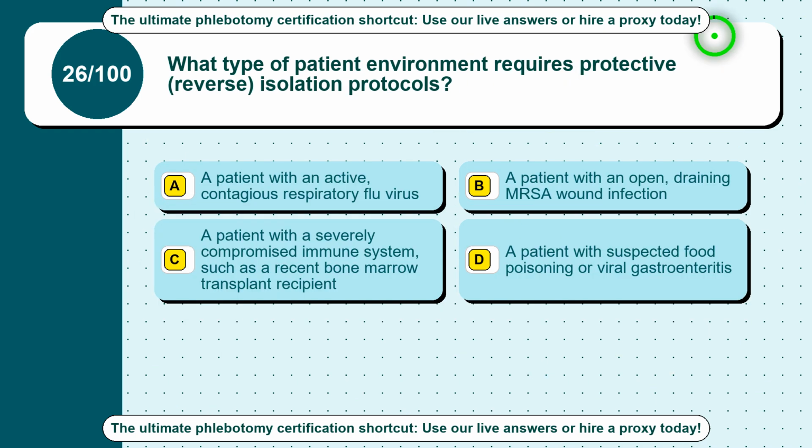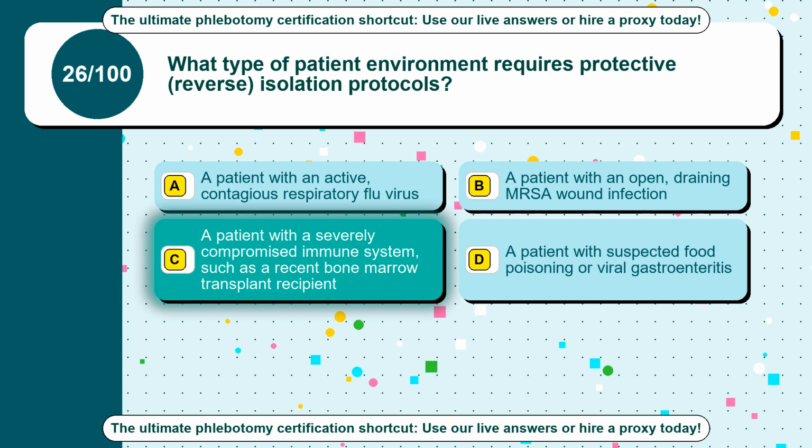Question 26. What type of patient environment requires protective, reverse, isolation protocols? Option A, a patient with an active, contagious respiratory flu virus. Option B, a patient with an open, draining MRSA wound infection. Option C, a patient with a severely compromised immune system, such as a recent bone marrow transplant recipient. Option D, a patient with suspected food poisoning or viral gastroenteritis.